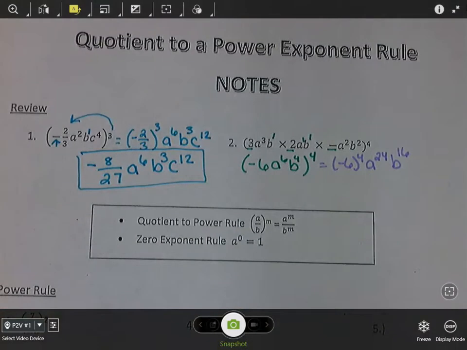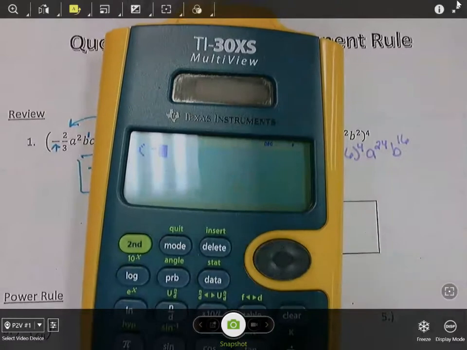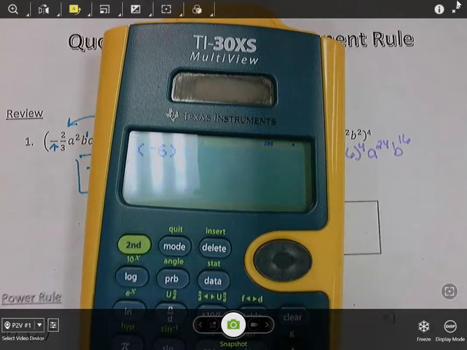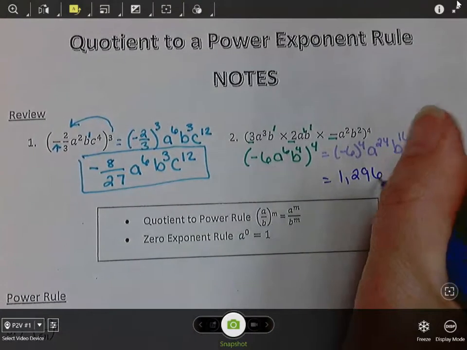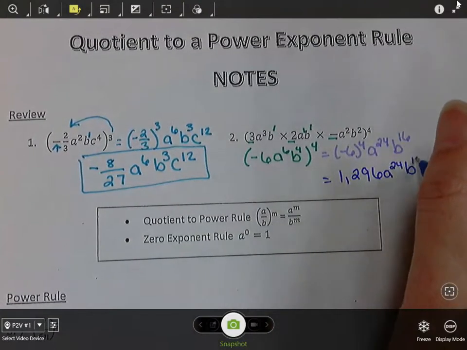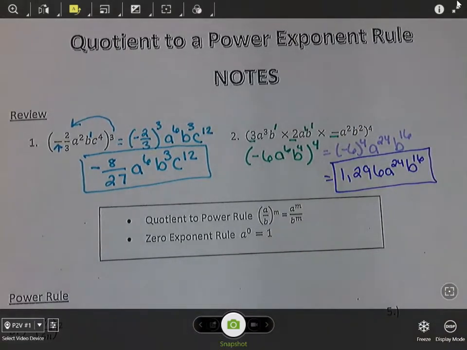And then if you do negative 6 to the 4th power, and you leave it in parentheses, that means negative 6 times negative 6 times negative 6 times negative 6. So my answer is going to be positive. And I don't know off the top of my head what 6 to the 4th power is, so I'm going to use my calculator. Negative 6 to the 4th power, 1,296. So that's going to be 1,296, a to the 24th, b to the 16th. Perfect. Okay, so that's what we've been doing.